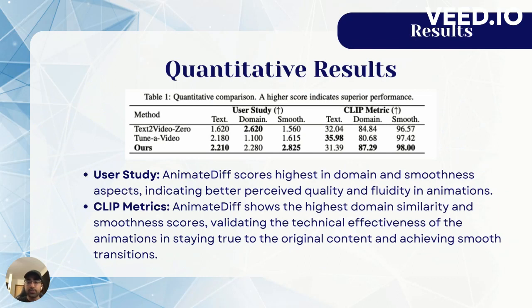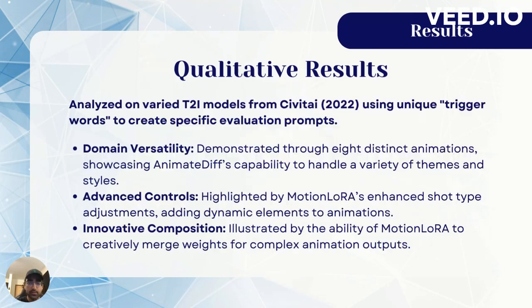So the results were found that in the user study, AnimateDiff scores highest in domain and smoothness aspects, indicating better perceived quality and fluidity in its animations. And then on the other end, in the CLIP metric, AnimateDiff shows the highest domain similarity and smoothness scores, validating the technical effectiveness of the animations and staying true to the original content and achieving smooth transitions.